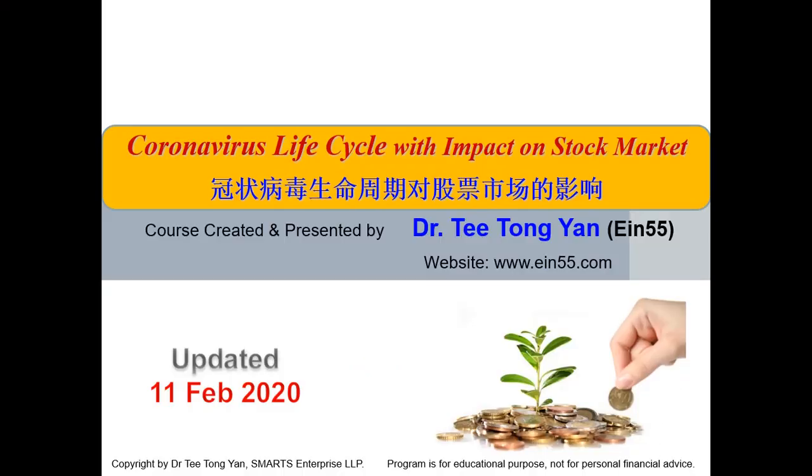I think it's very timely for me to share with you the impact of the recent coronavirus, to understand its life cycle and also its possible impact on the stock market. Currently, the coronavirus is still ongoing. But firstly, we must understand what it is, its background and so on.